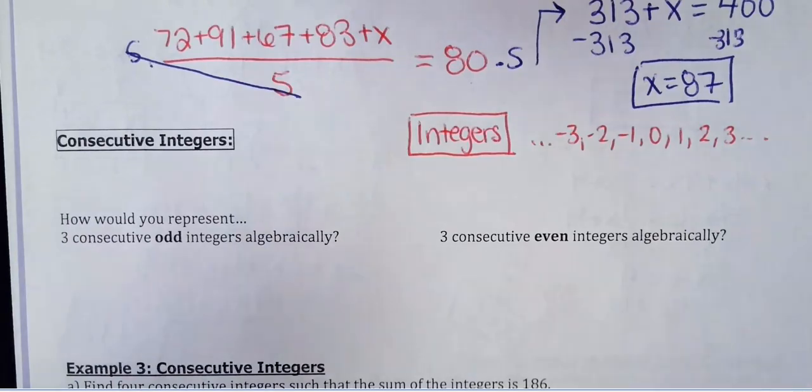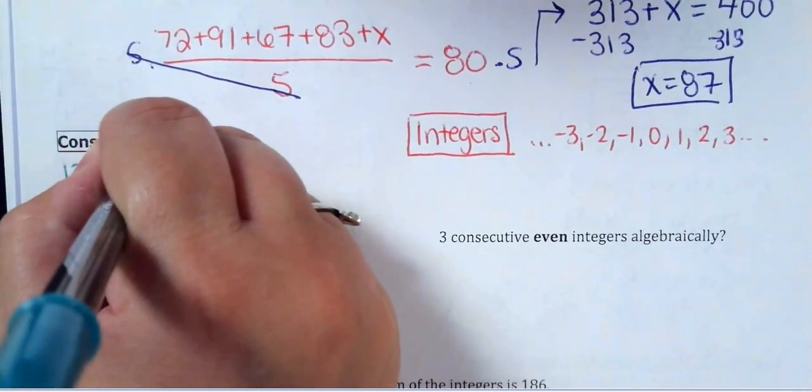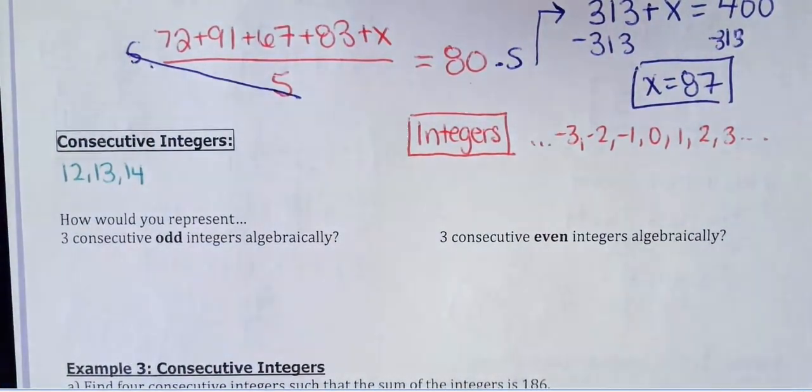Okay, now, does anybody know what I mean by the term consecutive integers, or could you give me an example? Perfect. Like 12, 13, 14. Those would be a perfect example. It's just numbers right in a row.